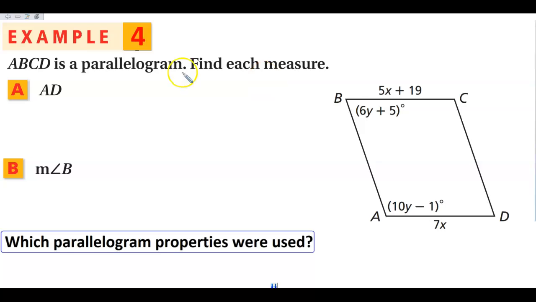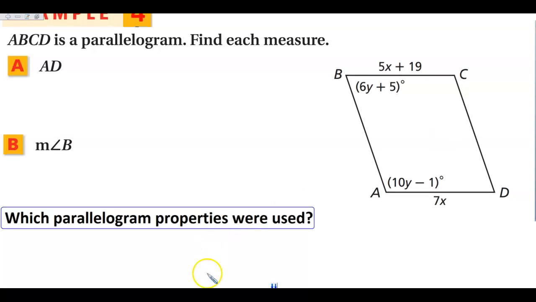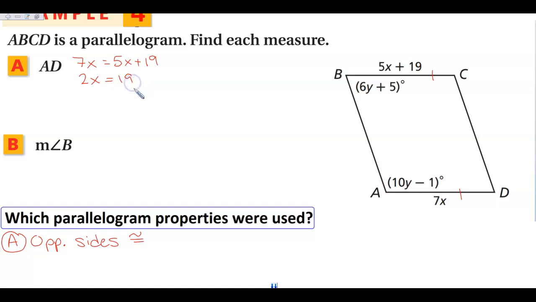Okay? We want to find the length of segment AD and the measure of angle B. So x and y first, and then we're going to plug them in. All right, so over here, write which properties we're going to use. We're going to start with x, because part A is going to be the length of segment AD. So for part A, I am going to use the fact that opposite sides are congruent. So I'm going to write down here, in that left-hand box, that opposite sides are congruent. So I'm going to set 7x equal to 5x plus 19. Subtract 5x from both sides. I'm going to get 2x equals 19. So x is going to be 9.5.